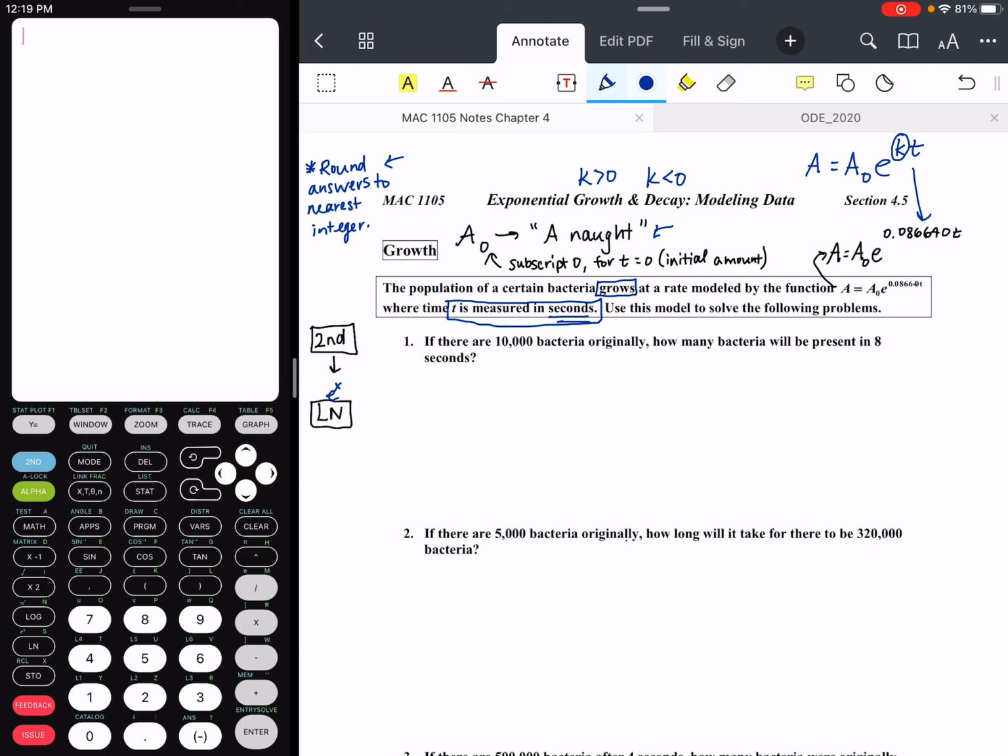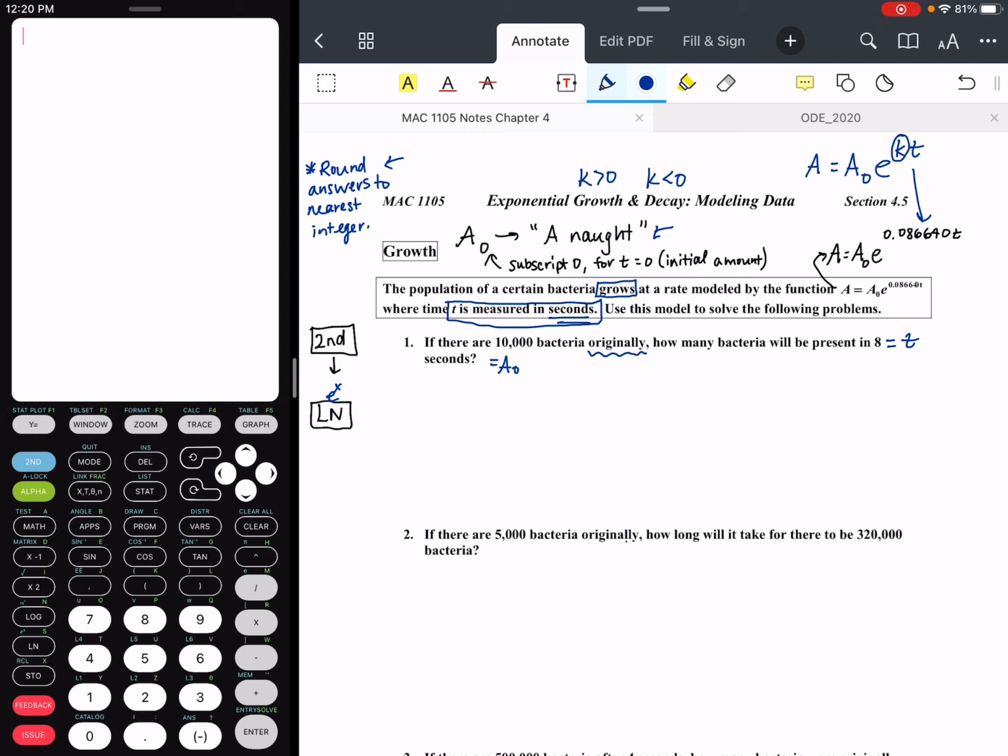For number 1: if there are 10,000 bacteria originally, how many bacteria will be present in 8 seconds? We're given the numbers 10,000 and 8. 8 seconds means t is equal to 8. Then it says 10,000 bacteria originally. That's what A naught represents. The subscript 0 represents a time of 0. So at time 0, what's our initial amount? Originally we have 10,000 bacteria, so 10,000 is A naught.